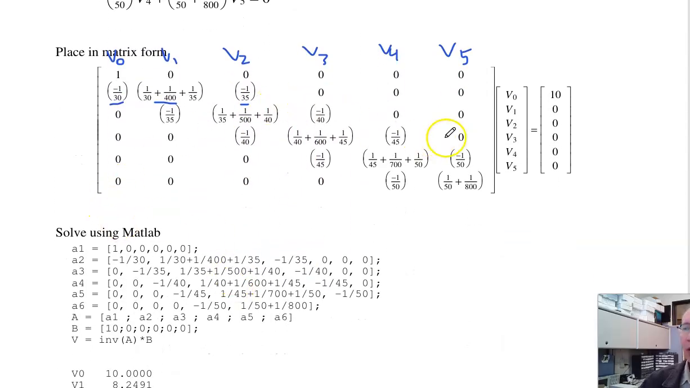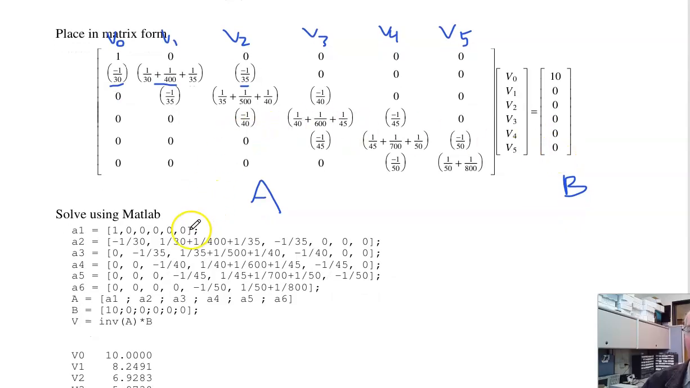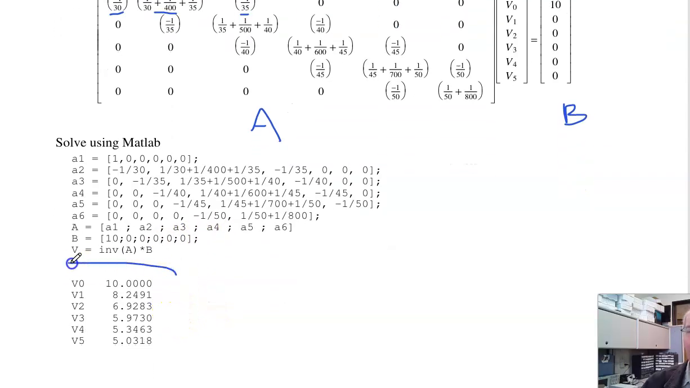Now, solve 6 equations, 6 unknowns. To do that, I throw that in Matlab. Here's my A matrix. Here's my B matrix. The voltage is inverse of A times B. This is a pretty big matrix, so I'm going to do the first row, second row, third, fourth, fifth, sixth. Put them all together. Find B. Take the inverse of A times B. And here's what I calculate. If you did it right, that should match Circuit Lab.